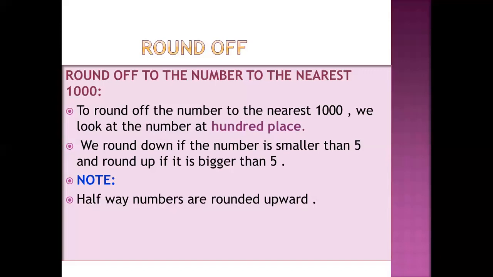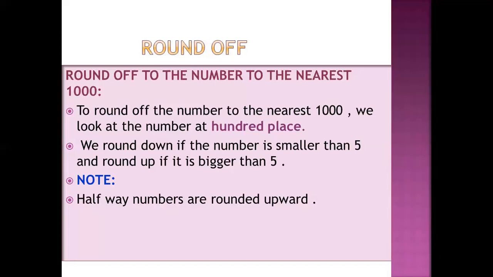Now the third is round off the number to the nearest 1000. So when we are rounding off the number to the nearest 1000, on which place value will we concentrate? Good, the 100 place value. To round off the number to the nearest 1000, we look at the number at the 100 place. The rule is the same. If the number is greater than 5 or equal to 5, we round up the number, or if the number is smaller than 5, we round down the number.